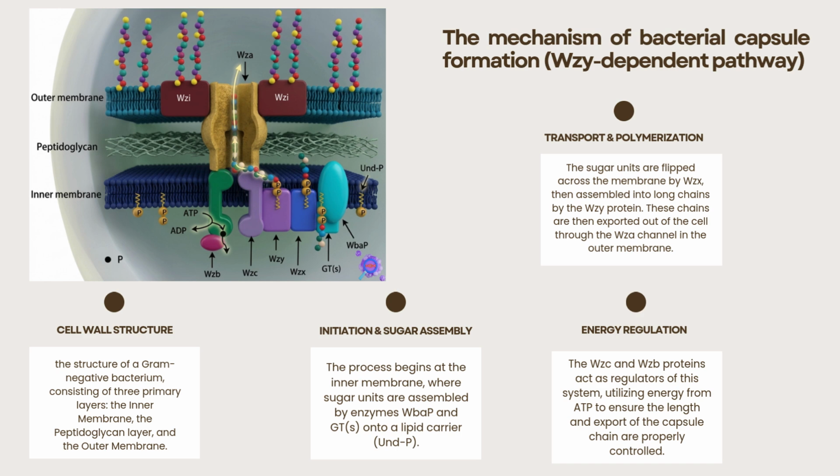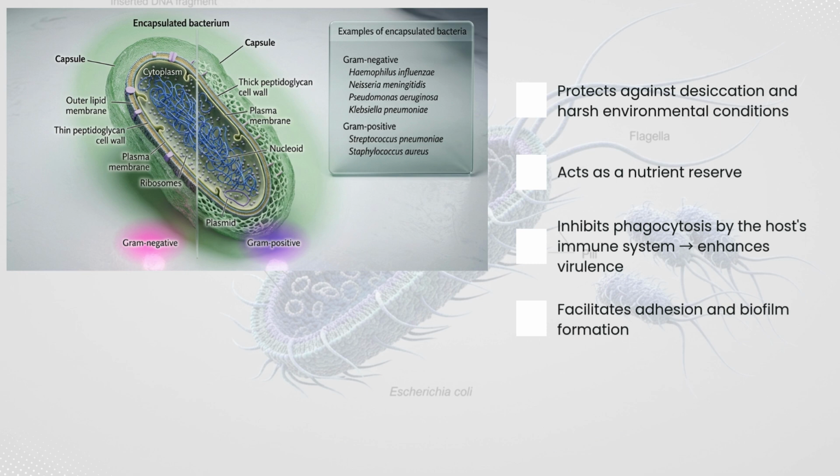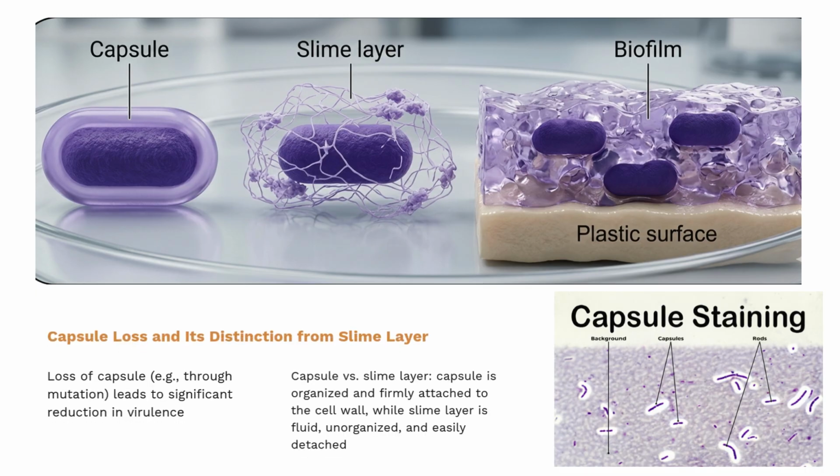Capsular material is secreted by the cell and, due to its high viscosity, remains firmly attached to the cell wall. Encapsulated bacteria grown in liquid media may cause the medium to become ropey due to the accumulation of this material. The functions of the capsule include protection against desiccation and harsh environmental conditions, acting as a nutrient reserve, and inhibiting phagocytosis by the host's immune system, thereby enhancing virulence. Additionally, capsules facilitate adhesion and biofilm formation. If a bacterium loses its capsule, for instance, through mutation, it often suffers a significant loss in virulence.